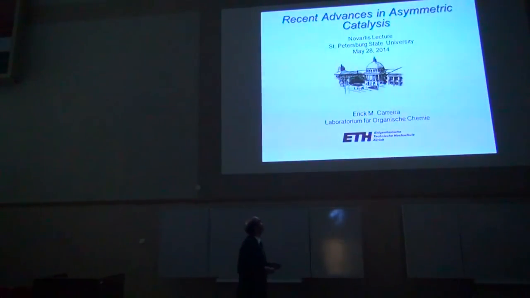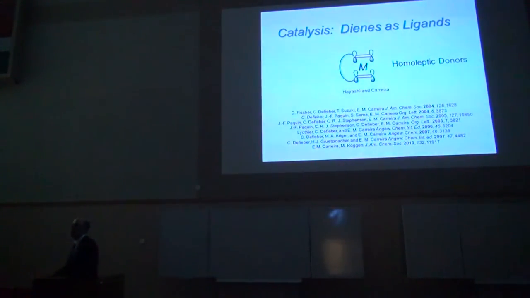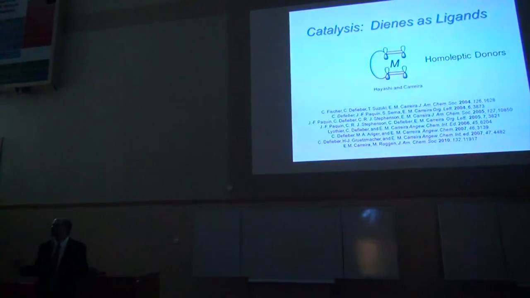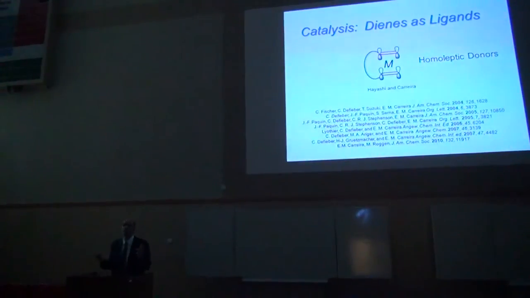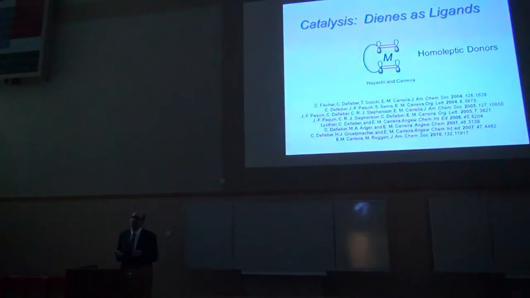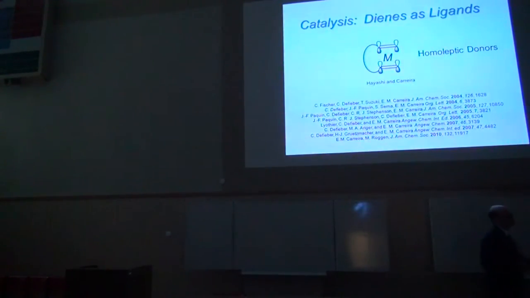Some years ago, my group, and independently that of Professor Tamio Hayashi in Kyoto, decided to ask the question of whether dienes, olefins, could be considered as ligands, working ligands, in catalytic asymmetric synthesis. And this demanded the synthesis, the preparation, of optically active alkenes, dienes to be more specific, and their exploration as catalysts in a variety of different transformations.